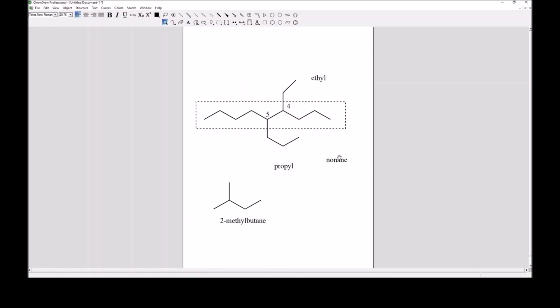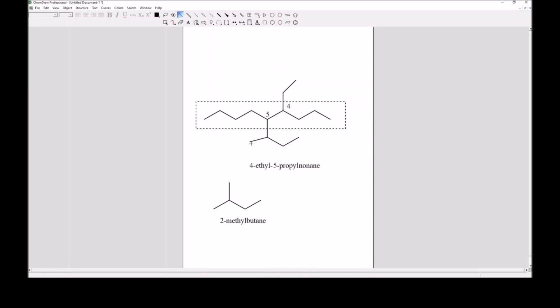Now we put all those pieces together. This is an ethyl group coming off of the 4 position. Our propyl group is coming off of the 5 position. And we can stitch these together alphabetically. So ethyl comes before propyl, comes before nonane, and then we tack these together with hyphens and make these pieces fit. So this is how we would name the compound that is not the one that I gave you, but this compound that I've edited. Now let's go ahead and add back in some of that complexity.